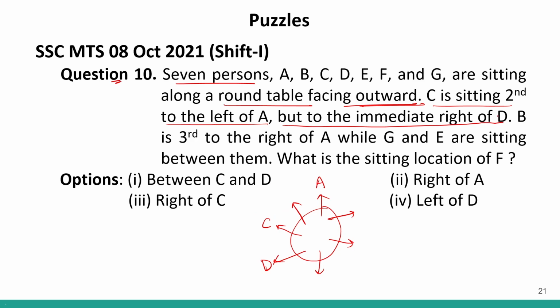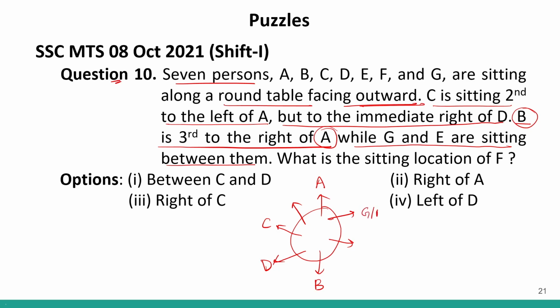C is sitting to the immediate right of D and second to the left of A. Okay? B is third to the right of A. So if A is over here, third to the right will be 1, 2, 3. B will be over here. B will be third to the right of A and G and E are sitting between them. Between B and A. So G and E are sitting between A and B.